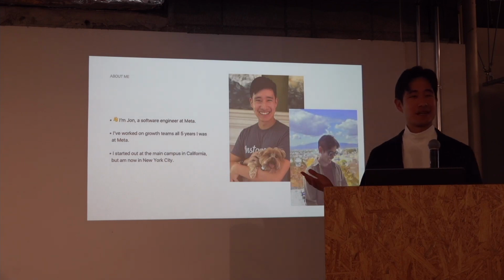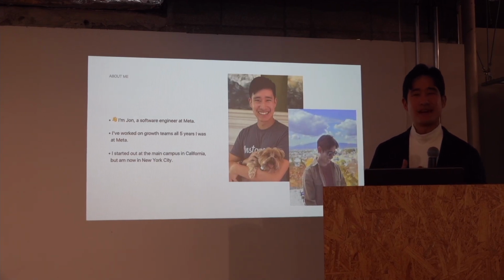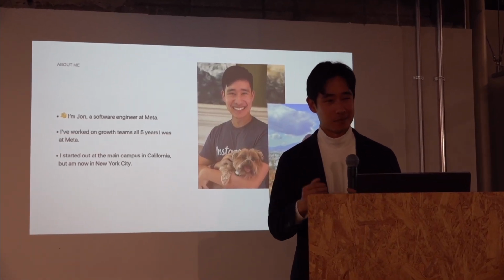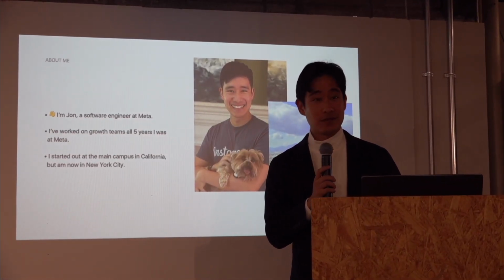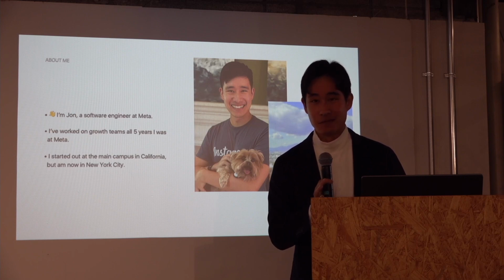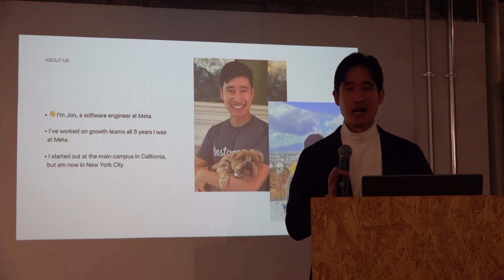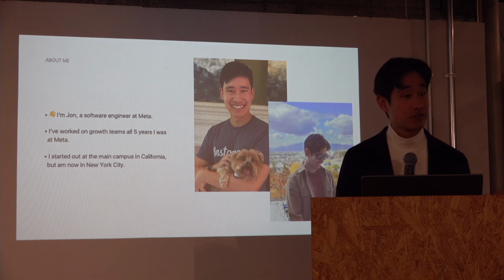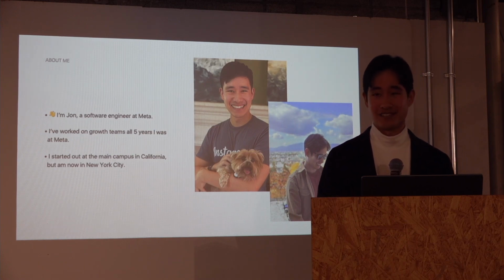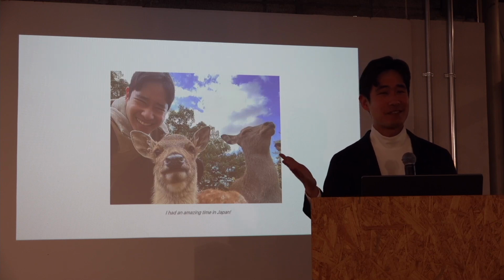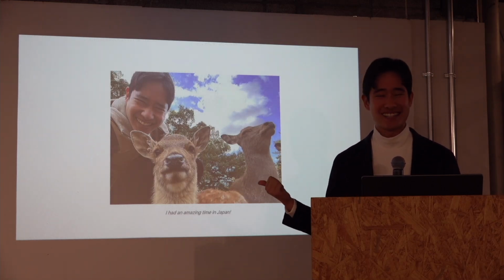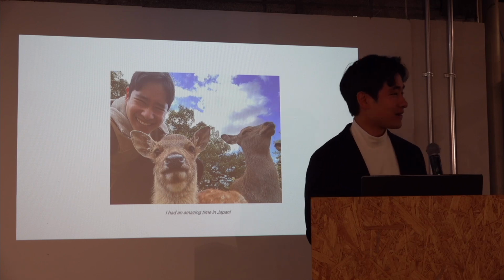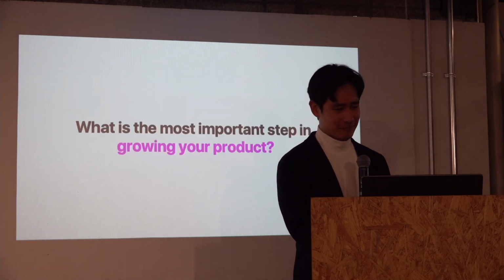Before we dive in, a little bit about myself. Again, like I said, my name is John. I'm currently a software engineer at Meta, formerly known as Facebook. I've been there for just over 5 years now, and I've worked on growth teams my whole time over there. Originally, I started off in Menlo Park, which is the headquarters, and then I moved over to New York City, which is where I live now. Over the past week, I was able to travel around Japan, and I had a great time. Here's me with the deer at Nara Park. But that's enough about myself. Let's dive into the topic.